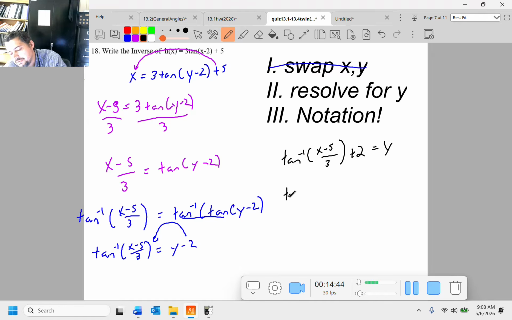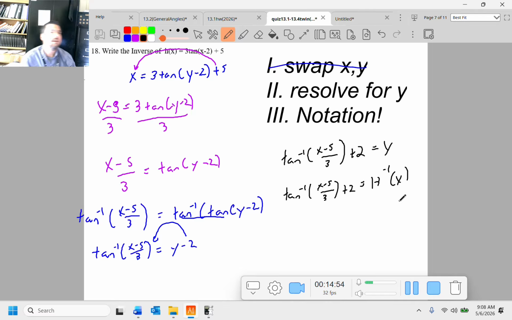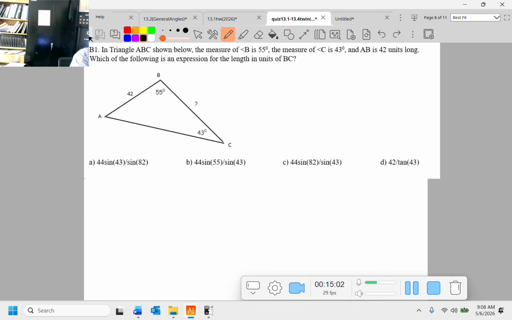And then the last step is notation. The inverse of h of x would be written as h to the negative 1 of x. Read: the inverse of h of x. Not too bad. All right, I think up next is the bonuses. Maybe you'll do them, maybe you won't.